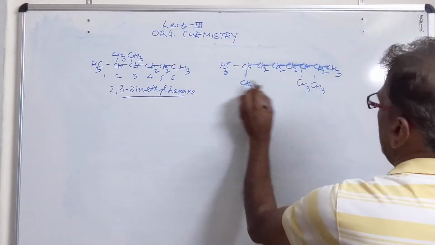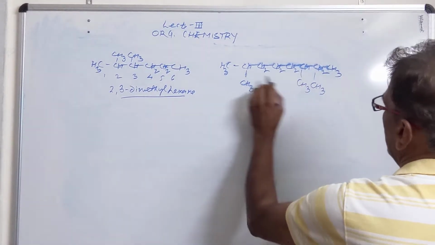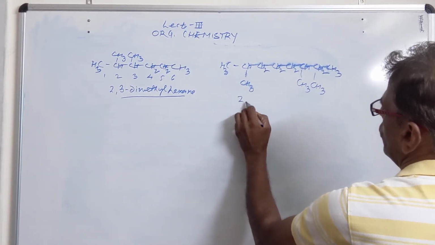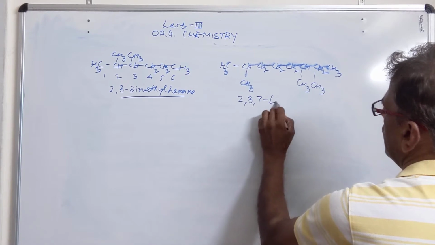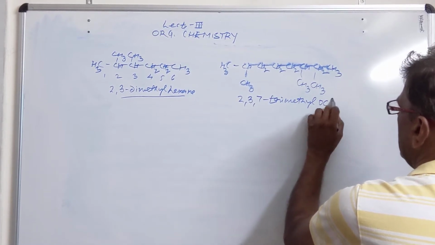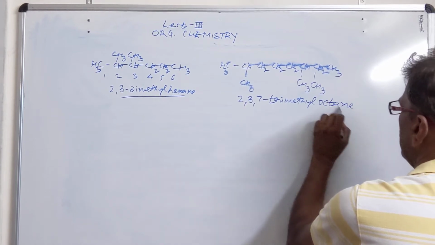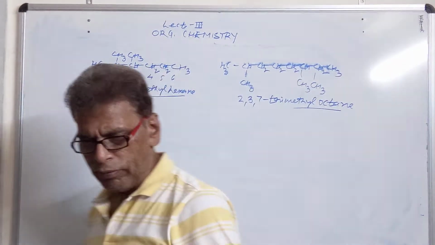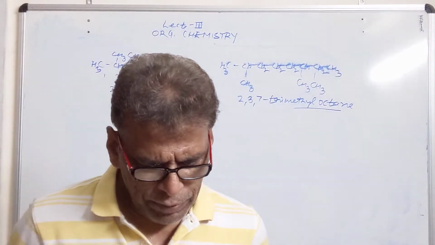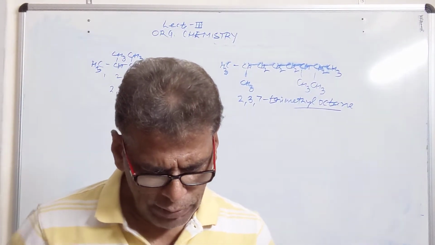In this system we have octane. Carbon number 2, 3, 4, 5, 6, 7. 2, 3, 7. Trimethyl. Parent chain has 8 carbons, octane. So this is the name of this compound, 2,3,7 trimethyl octane. Then we have another system.